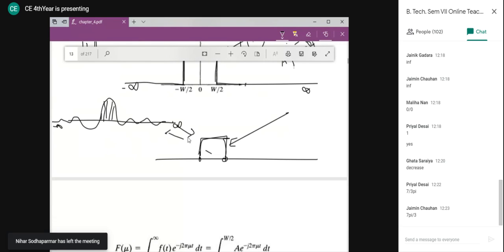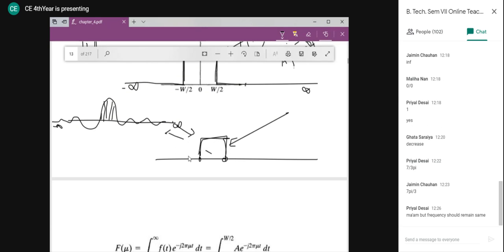So what is the frequency of this curve? Or how many frequencies are needed to make this curve?